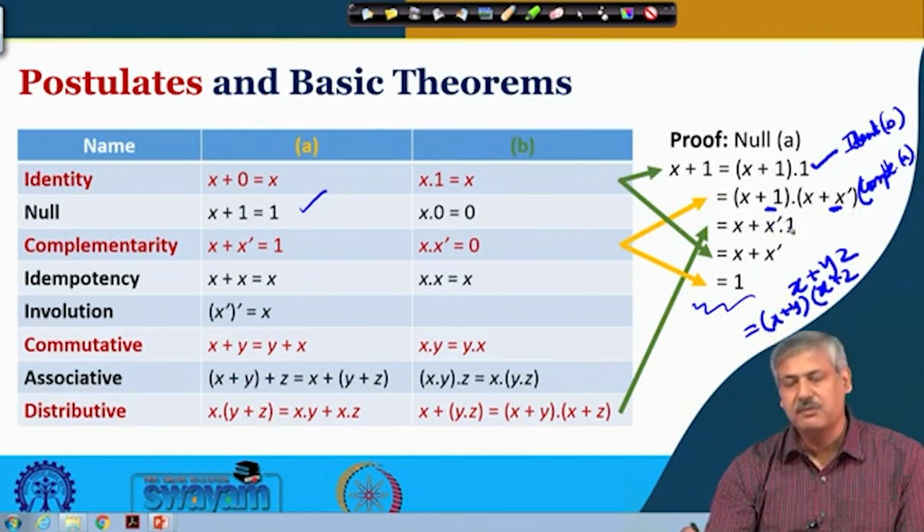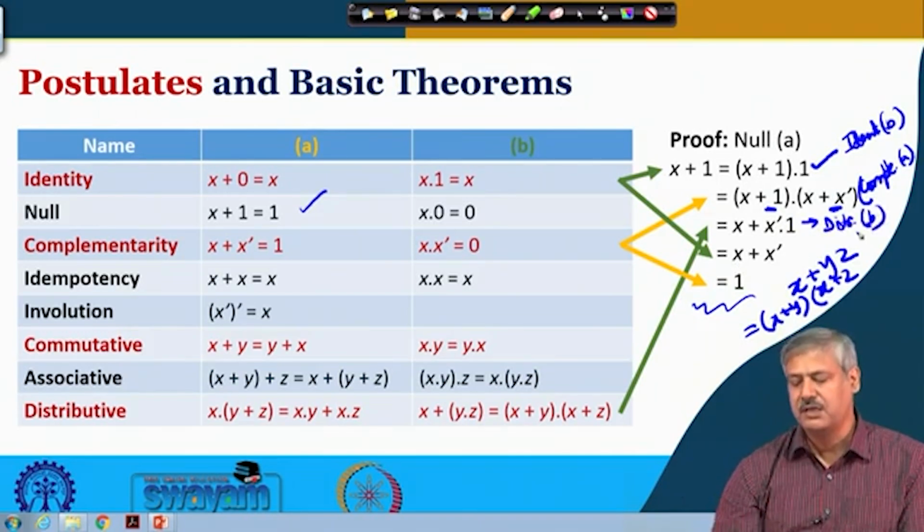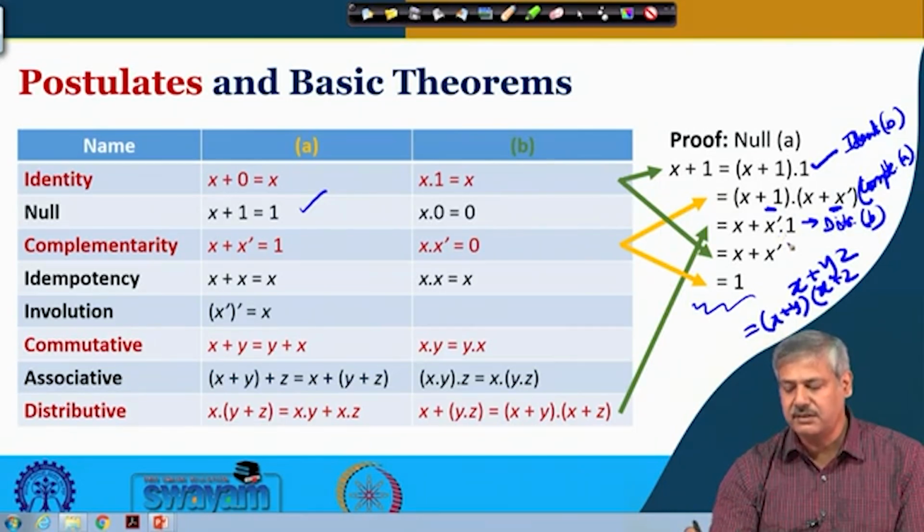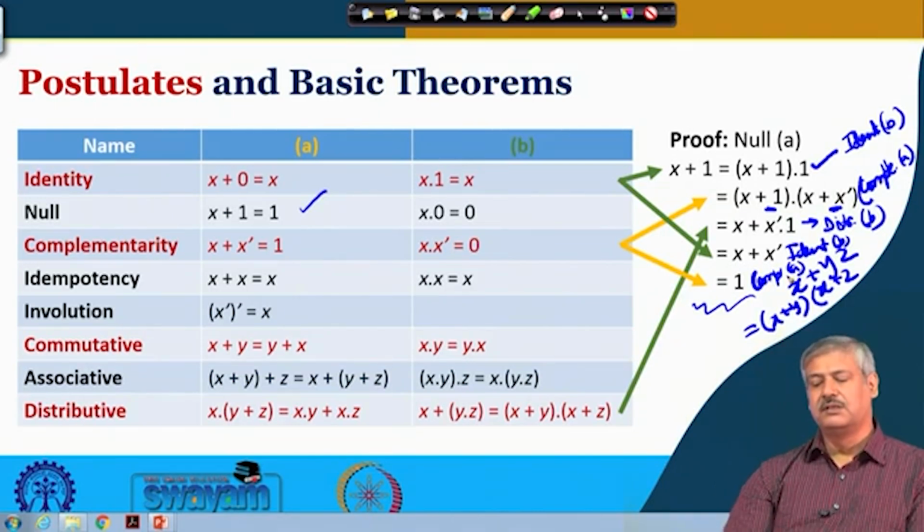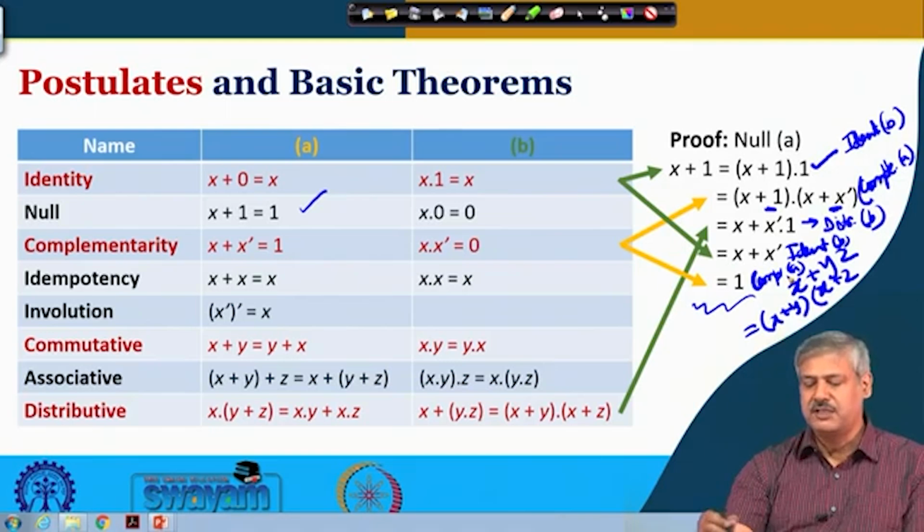So, x prime ANDed with 1. Then this is your distributive B. And then again you use the identity B, you get x prime, and x plus x prime is 1 from again your complementarity A. Is it clear? So, x plus 1 is equal to 1.